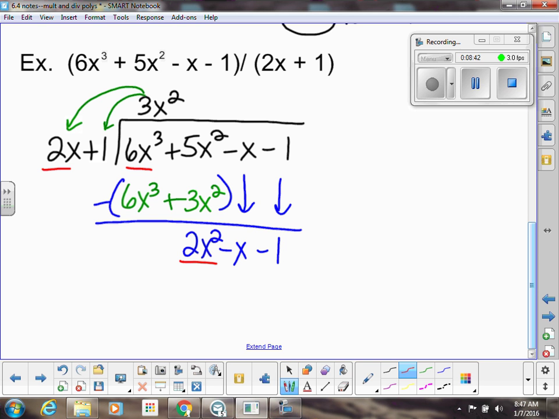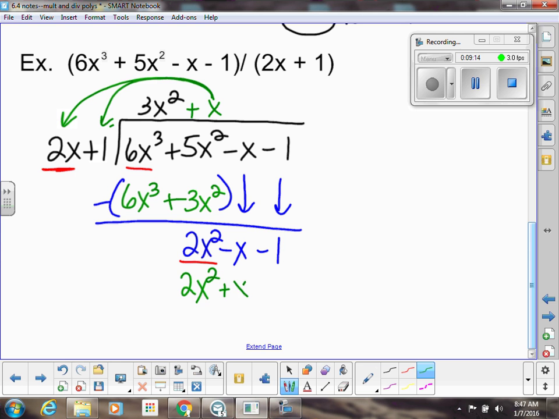2x squared and 2x. What times 2x gives me 2x squared? I already have the 2, so I don't want a number. I just need a plain old x. All right, so x is going to go up here. And then I'm going to multiply that x. I'm going to do my arrows again. I'm going to multiply my x times 2x and times the 1. So 2x times x is 2x squared, and x times 1 is positive x. And we're going to subtract that.